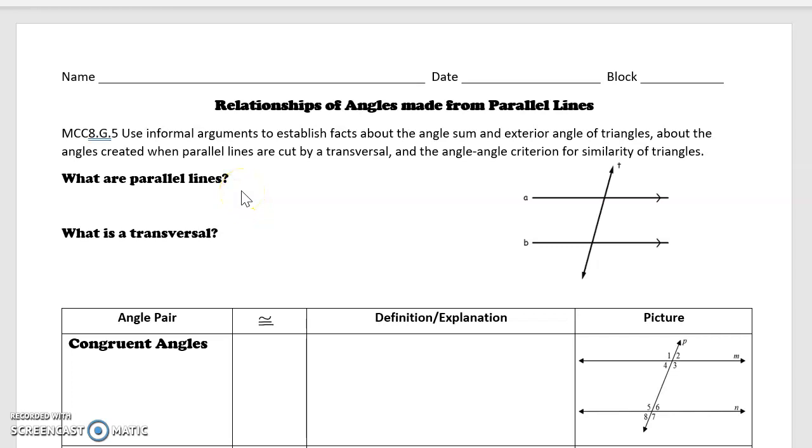All right, the worksheet that we're going to be doing for today is relationship of angles made from parallel lines. And it says the first one is, what are parallel lines? So I want to know from the class, what are parallel lines? So the teacher, if you'll pause this and get some answers from the members of the class and from those people that are at home.